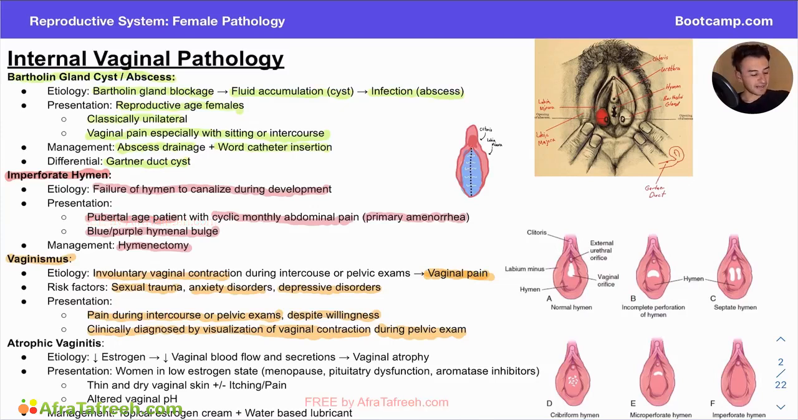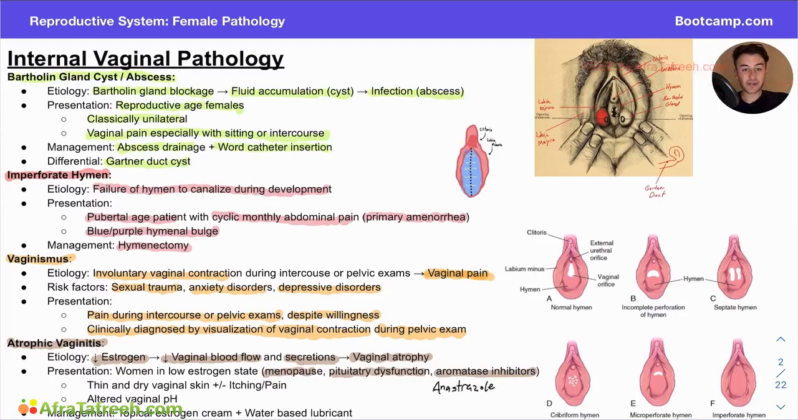Finally, let's talk about our atrophic vaginitis, which is going to be atrophy of vaginal tissue in the setting of low estrogen. And so our low estrogen here is going to create a low vaginal blood flow state, and this is going to decrease the secretions from our vagina, leading to vaginal atrophy. So we mentioned earlier on in this lecture that things like the Bartholin glands and the Gartner ducts are really important for lubricating the vagina and ensuring that it's in a healthy state. However, in low estrogen states, this activity starts to decrease, and some classic low estrogen states are going to be menopause and pituitary dysfunction, or maybe a patient is on an aromatase inhibitor, a classic example which is anastrozole.